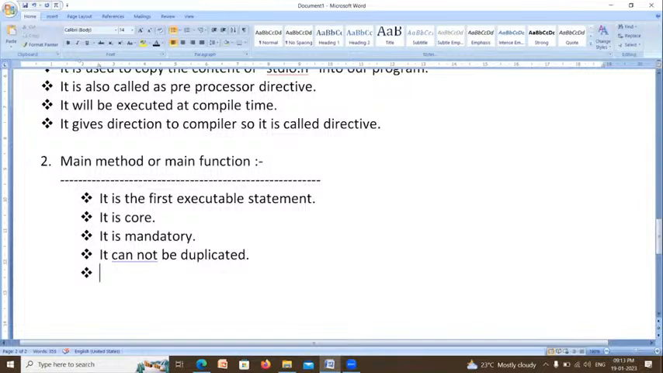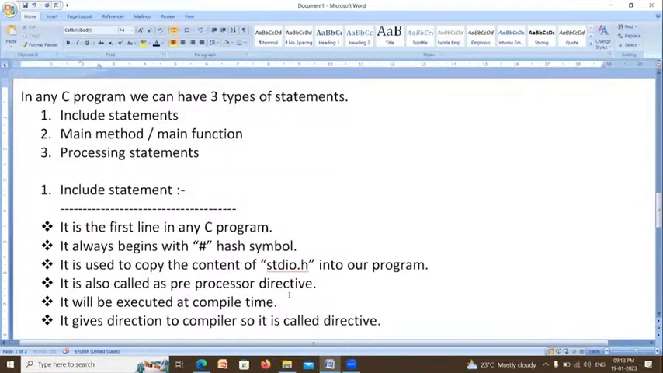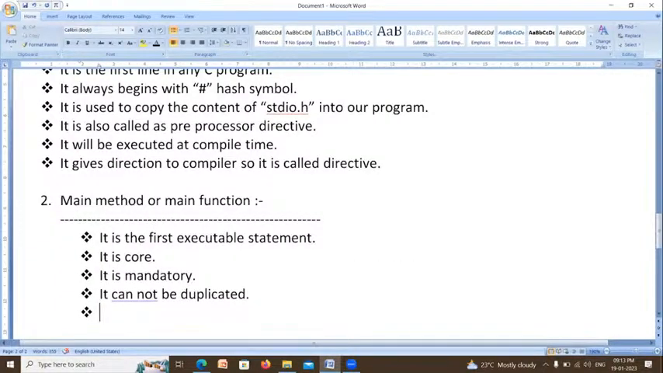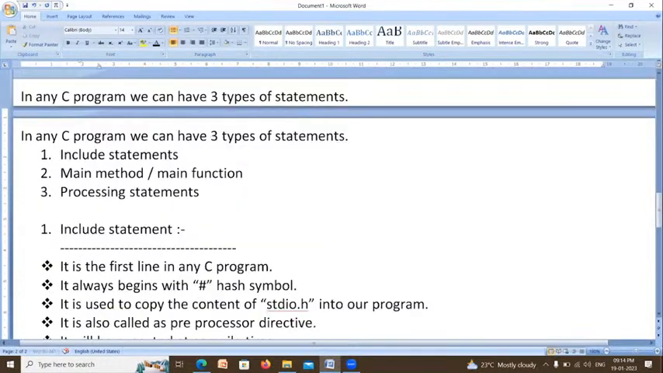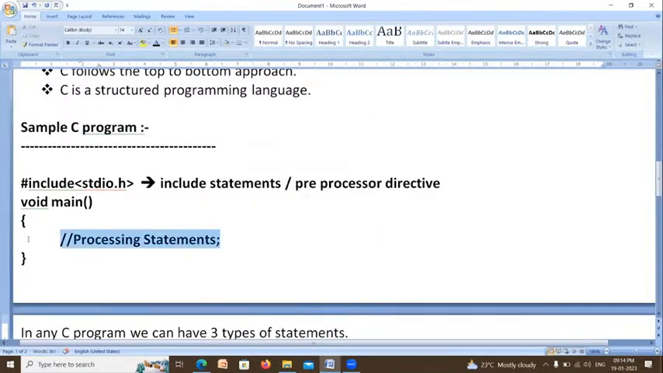Now it is a user-defined function. User-defined means the user, that is you and me, has to define that function. We have to write code for that function. So it is called a user-defined function.